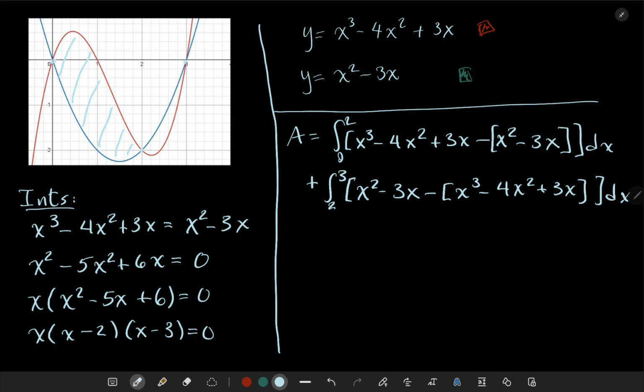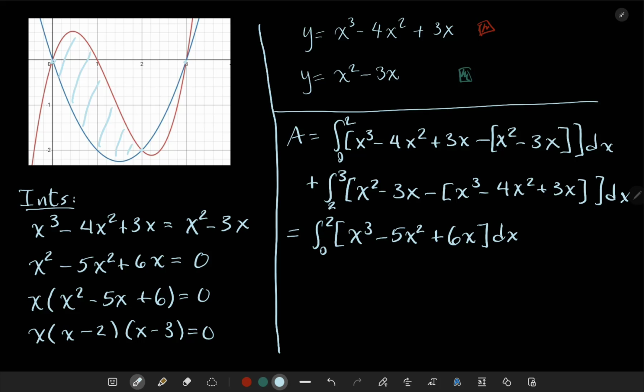I'm going to open something else. Barely have any space. I didn't realize there's an edit button there. All right, anyways, now we just have to collect terms and integrate. So from 0 to 2, x cubed, there's no other cube, so we copy that one. Minus 4x squared minus x squared, so it'll be minus 5x squared when I collect those like terms. And then plus 3x minus negative is going to be plus 6x, 3 plus 3.